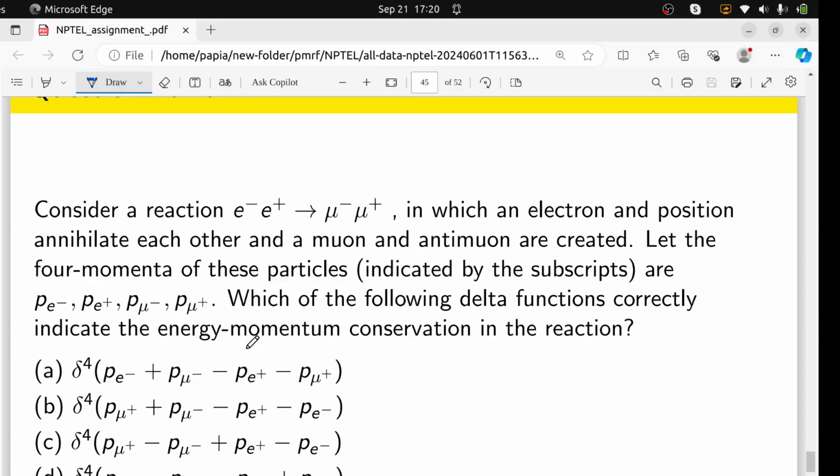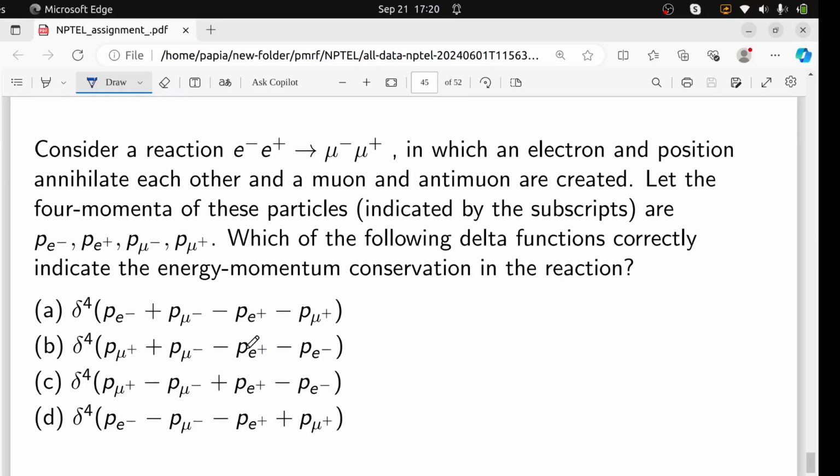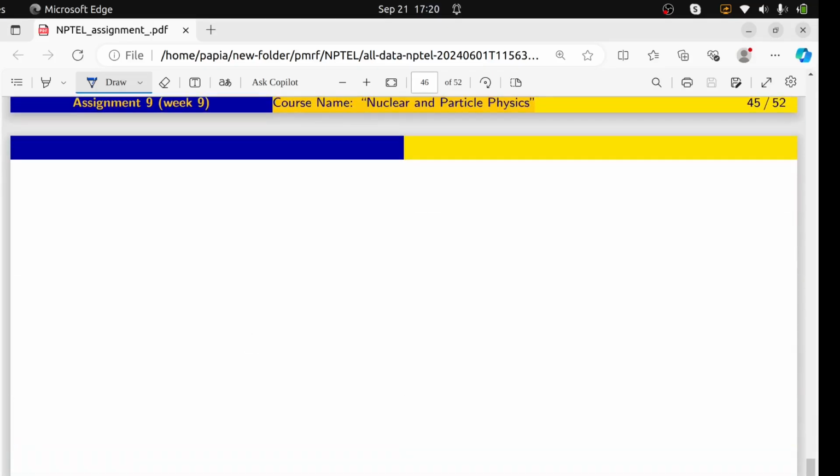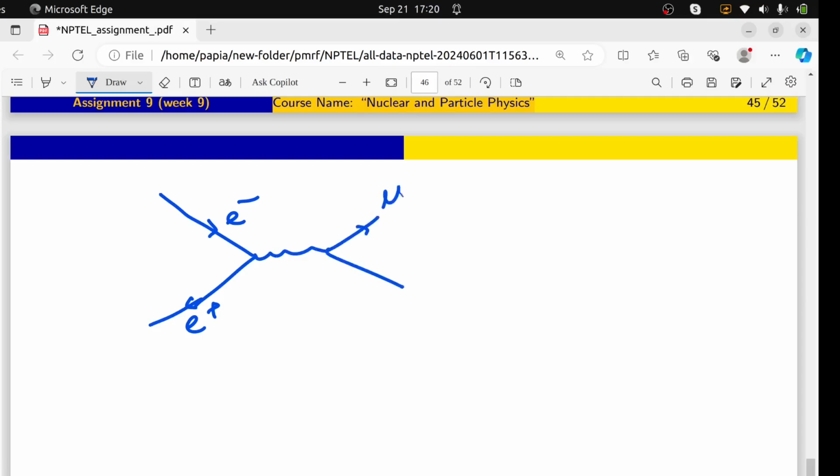Okay, and P e minus, P e plus, P mu minus, P mu plus. Which of the following delta functions correctly indicate the energy momentum conservation in the reaction? So the reaction is e minus e plus going to mu minus mu plus. For this type of reaction, energy momentum should be conserved, right?